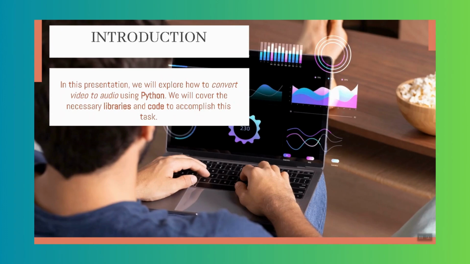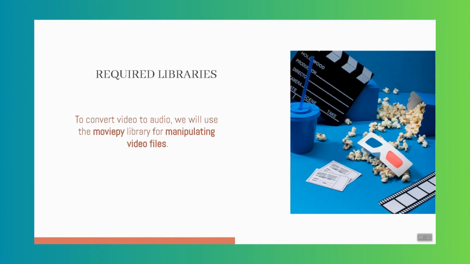In this presentation, you can see we will be exploring how to convert video to audio using Python. We need some necessary libraries. We'll be discussing those libraries to accomplish this task. The required library to convert a video into audio is the moviepy library, which is used for manipulating video files.